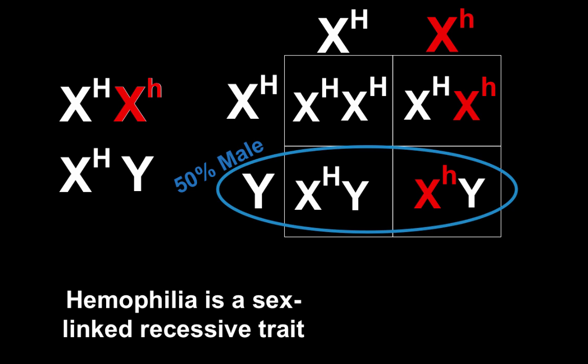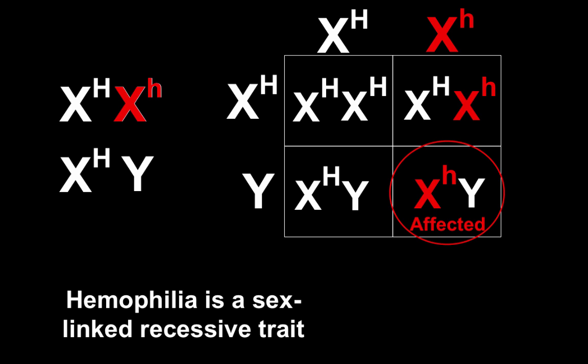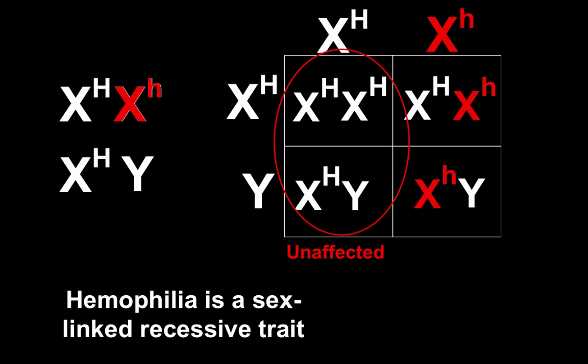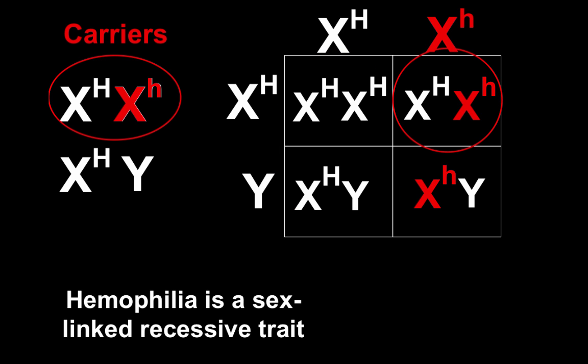All right, now as far as the genotypes that we have and phenotypes, we have one male who has the recessive, and so he is a hemophiliac. We have one male and one female who are completely unaffected, and both the mother and one of the daughters are carriers. So again, Punnett squares work the exact same way. We've just got some X's and some Y's in there.